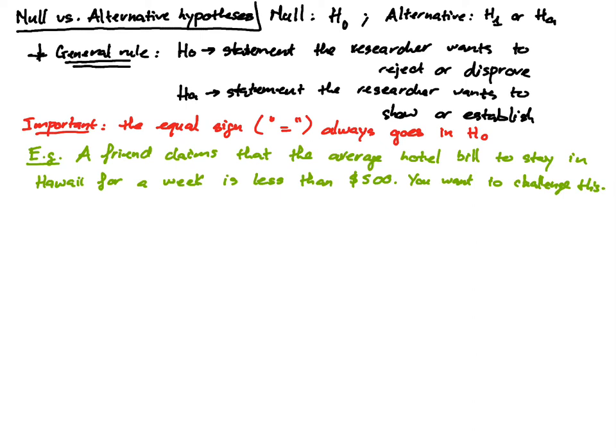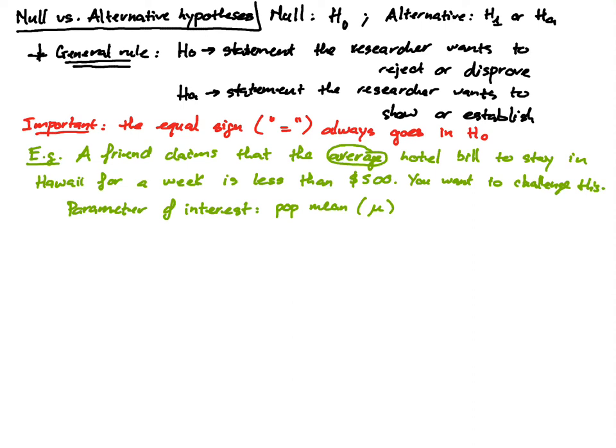First off, let's identify the parameter of interest. Remember that when we do hypothesis testing, we conduct the test on the population parameter. In this case, the keyword is average. So when you see the word average, you should be thinking about the mean, right? And so the parameter of interest in this case is the population mean, mu.